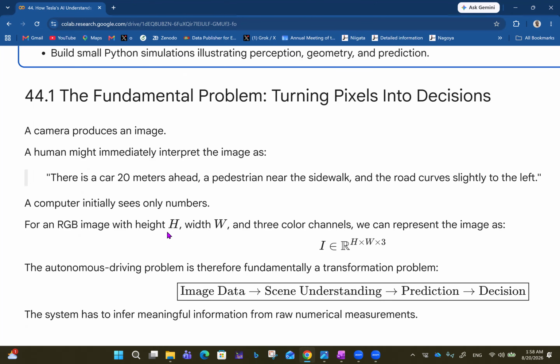For an RGB image with height H and width W and three color channels, we can represent the image as an element of R^(H×W×3), the real number system. So the autonomous driving problem is fundamentally a transformation problem from image data to scene understanding to prediction and to decision. That's why when you see an autonomous car waiting, it's not because it actually saw the thing like a human would see, but it has received numerical signals that help it make that decision. So the system has to infer meaningful information from raw numerical measurements.